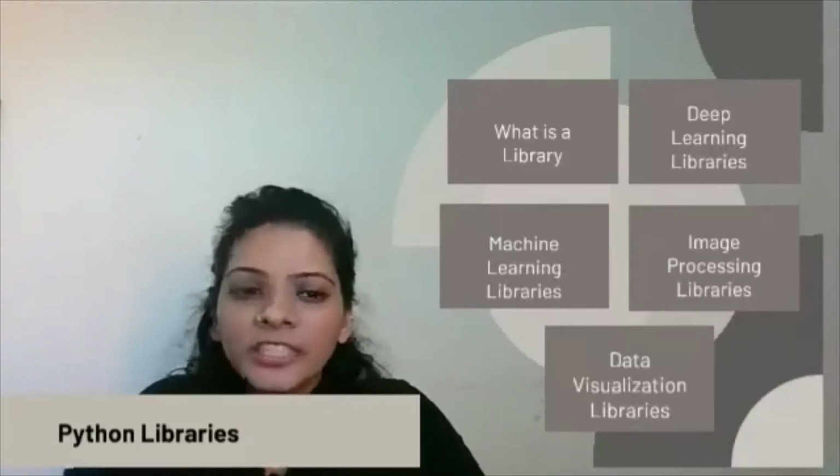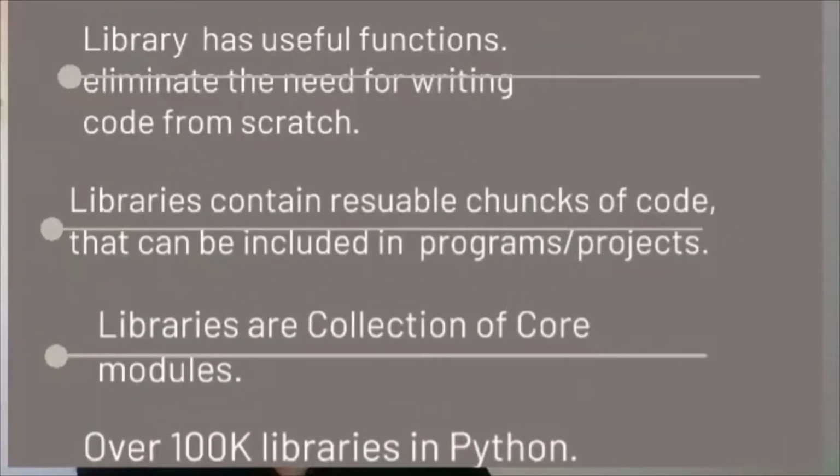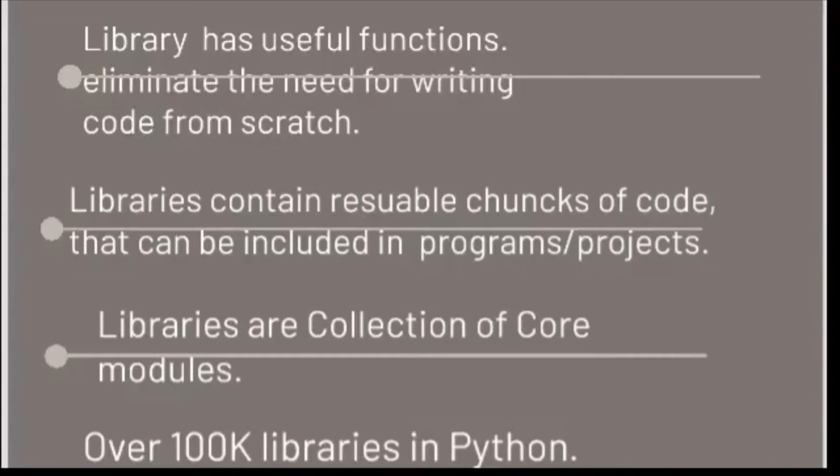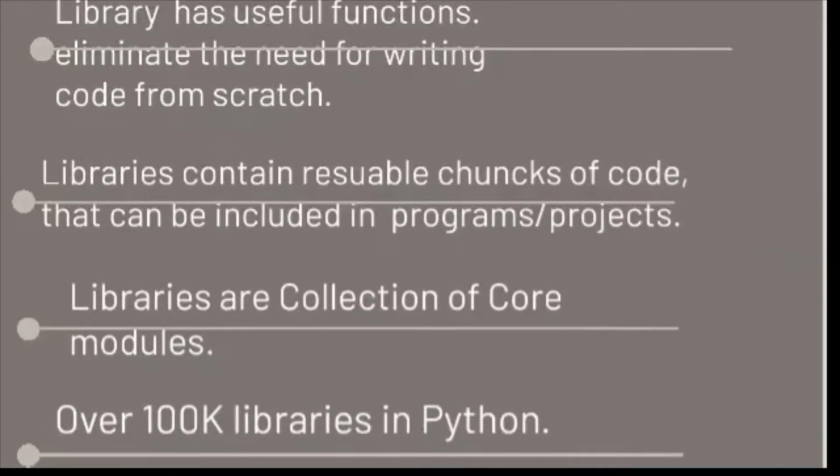So what is a library? Let's move on to understanding that. I would say a library is a collection of reusable chunks of code, and they can be included in your programs or projects. They are a collection of core modules. When you use them in your program, you don't have to rewrite the code again and again, so they eliminate the need of writing code from scratch.